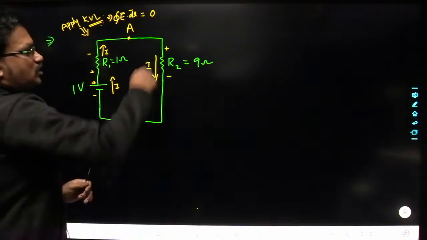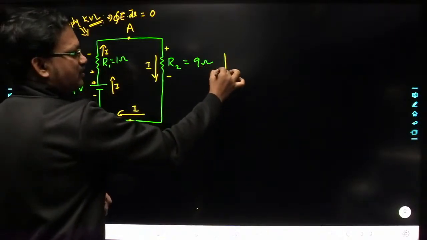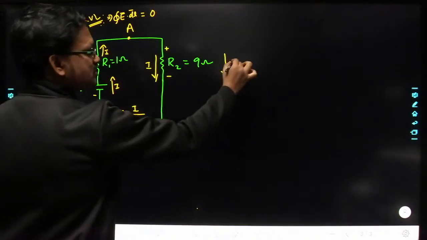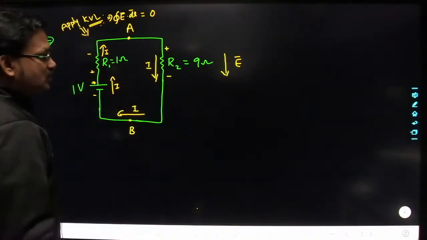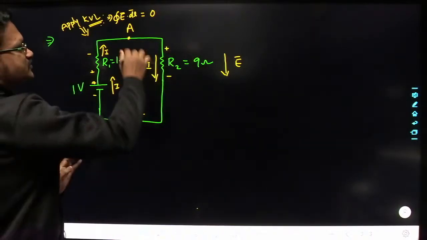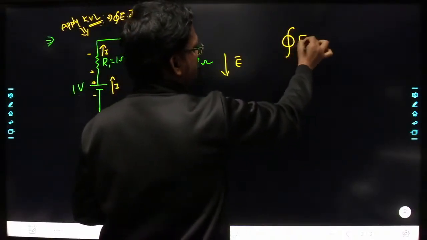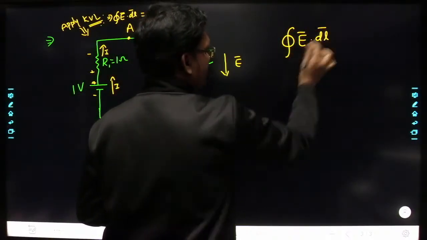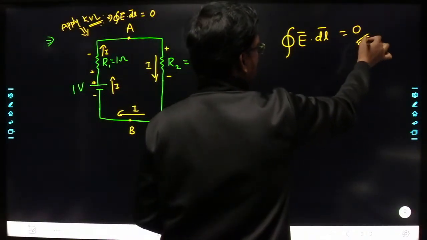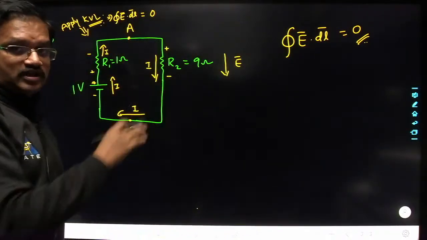Now see here, it is plus and here it is minus. So that means the electric field is pointing in downward direction. So this is the electric field, right? Now what I am doing here is trying to determine the circulation of electric field. The circulation of electric field around any closed path is equal to 0. Yes or no? So what do you mean by circulation of electric field around this closed path? That's what I am explaining.